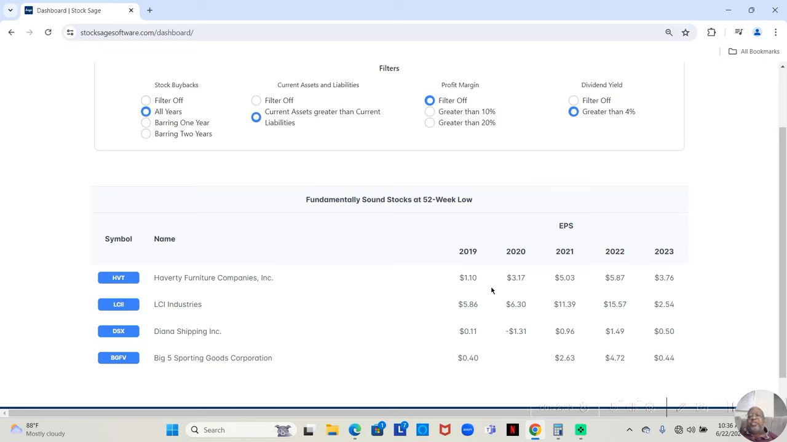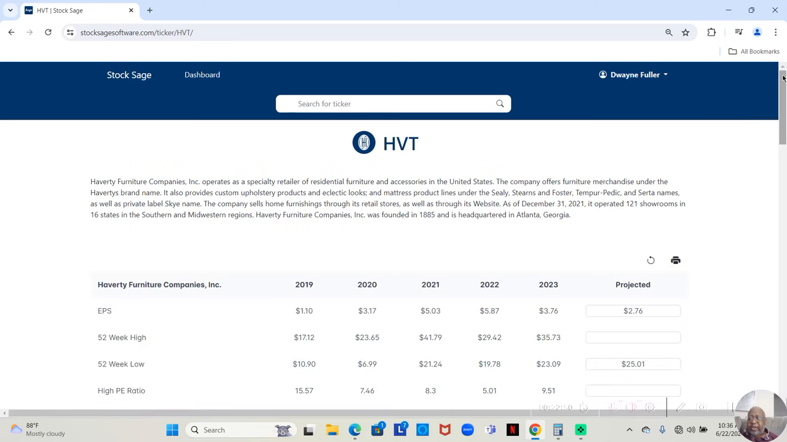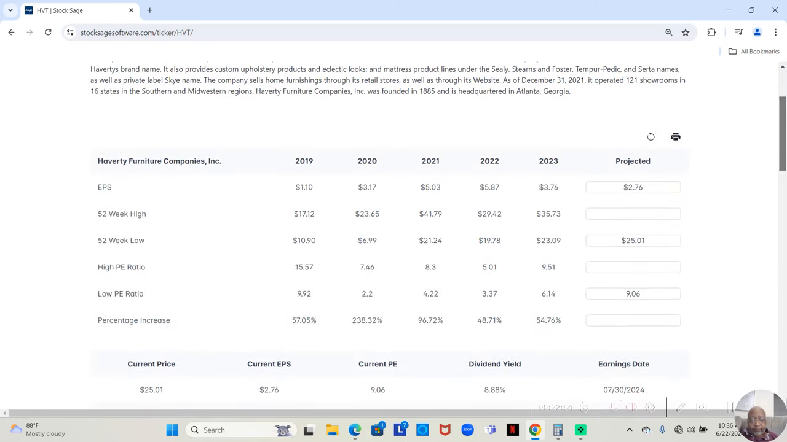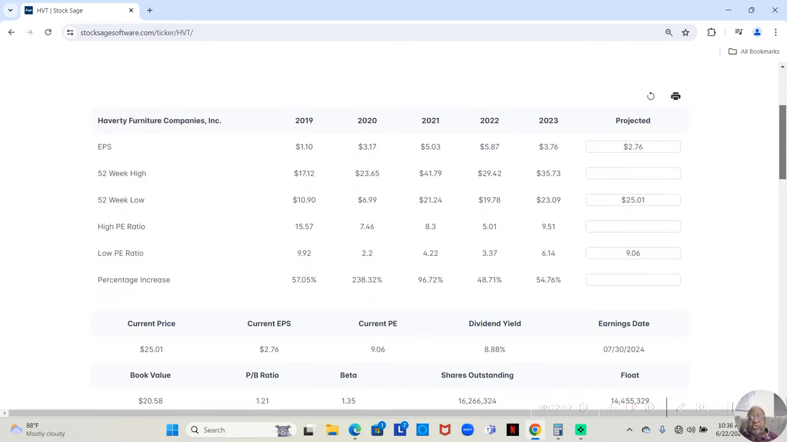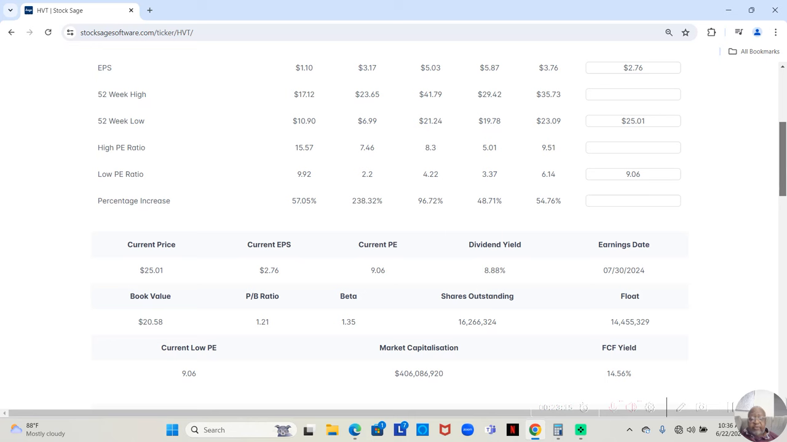I like to look for companies where their earnings per share is increasing every year. We sort of see that with Haverty, except they fell back in 2023. Let's see what happened in 2024, if they move back up or continue to move back. In 2024, so far, it's not the end of the year yet. We're still just in June, but they're at $2.76 so far. In any event, this is a $25 company, 8.88% dividend yield.